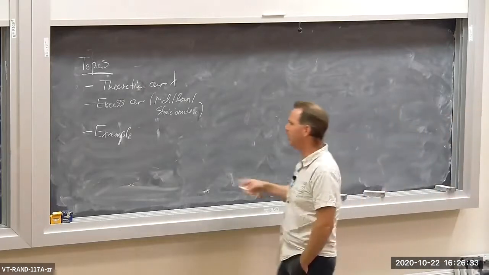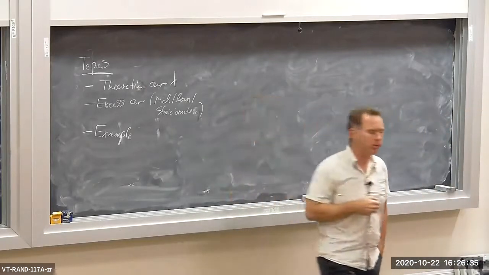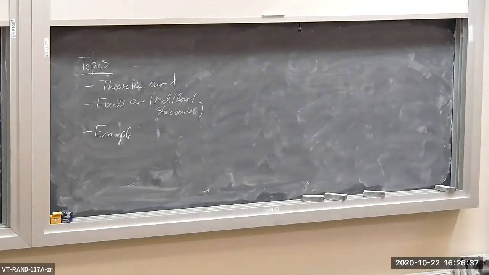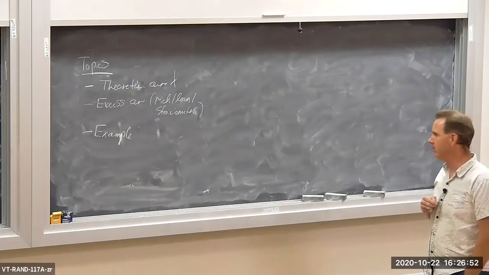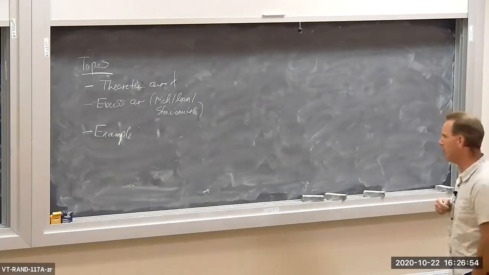We're going to talk about excess air, so when we add more air than we need in a reaction, or we have less air than we need in a reaction. Talk about rich, lean versus stoichiometric combustion. And then we'll do an example involving use of theoretic air or excess air. Okay, that's our plan for today.